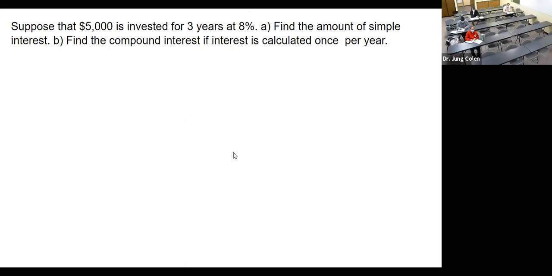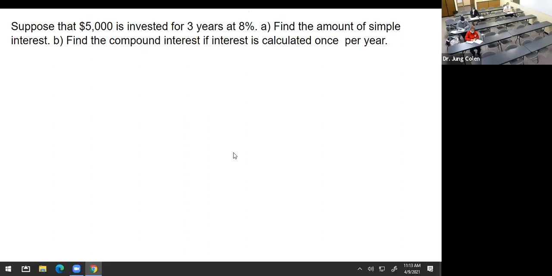So let's suppose that $5,000 is invested. Put yourself in the situation, okay? So you can think about this a little bit better. Okay. So you have $5,000 and you want to invest that money for 3 years at 8%. Okay, first we know how much we will get using simple interest. Let's think about the simple interest.